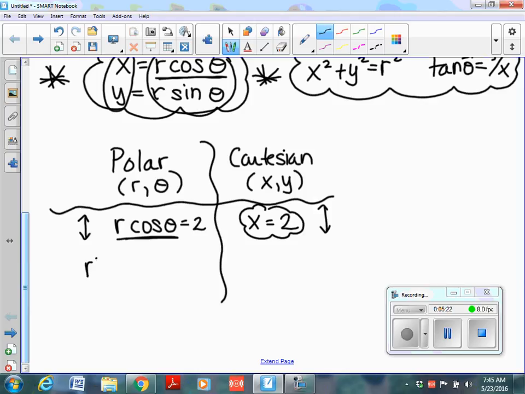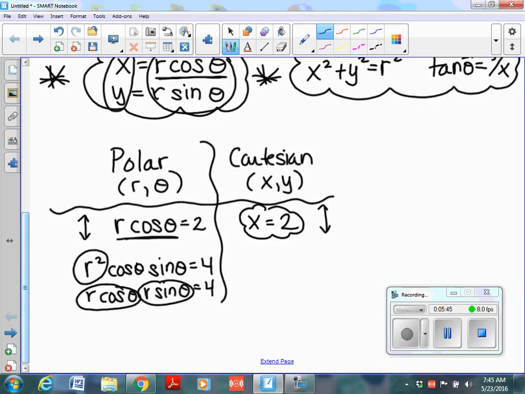Another one is r squared cosine of theta sine of theta equals 4. What does that look like in Cartesian? Well, there's two r's sitting here. Can't you break this up into r cosine of theta and r sine of theta equals 4? So I just took the r and gave each one. This stands for x and this stands for y. So isn't x times y equal 4?